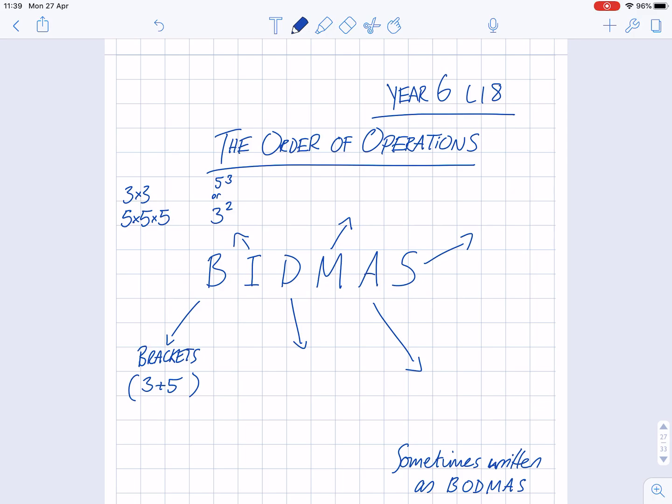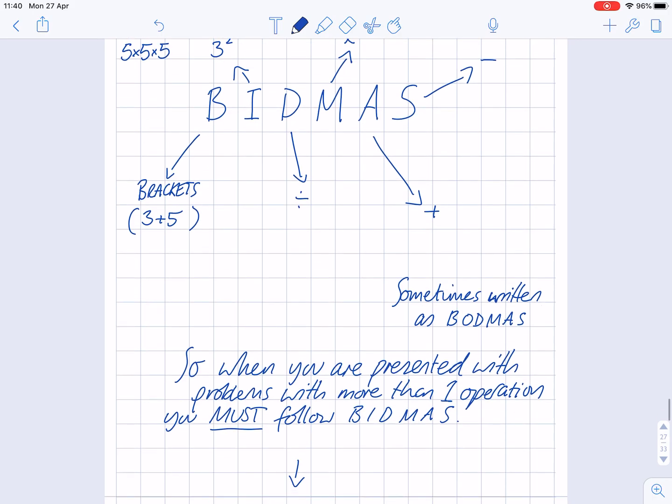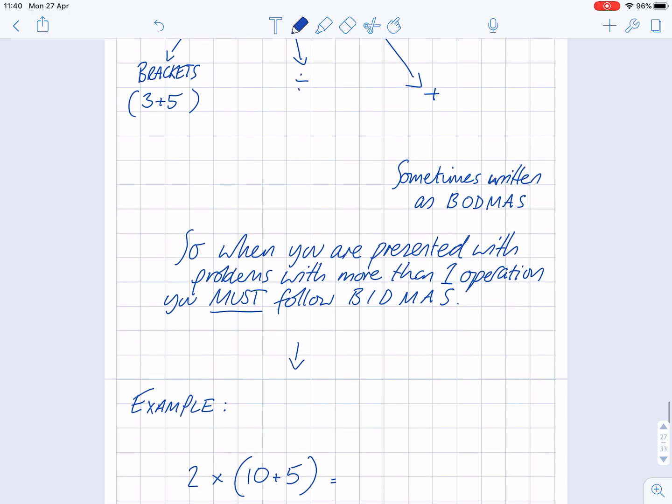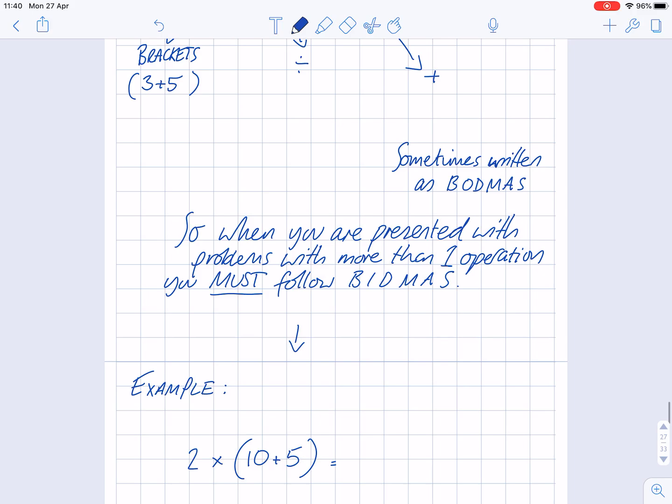Next, simple ones are division, multiplication, addition, and subtraction. So that's the order you need to follow. BiDMAS, BODMAS. I've written here, when you are presented with problems with more than one operation, you must follow BiDMAS. Example: 2 times, open bracket, 10 add 5, close bracket, equals.